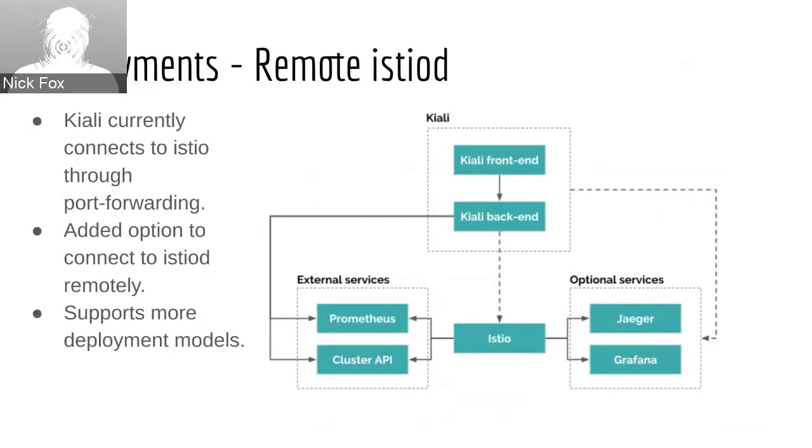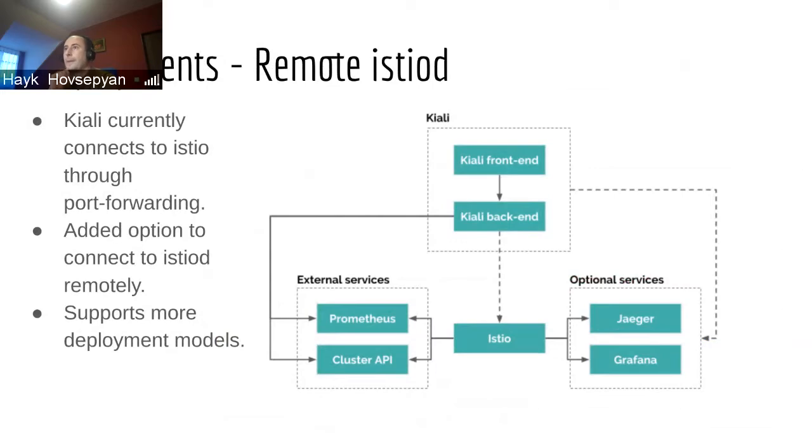You don't always have access to the Istio pods, or Kiali may not be running in the same cluster. So this is a feature that allows you to specify a remote URL for Istio in case you have Istio running in a different cluster, or in case you don't have access to that namespace. So it just allows Kiali to support more deployment models, a step towards that. That's it. Thanks, Heike.